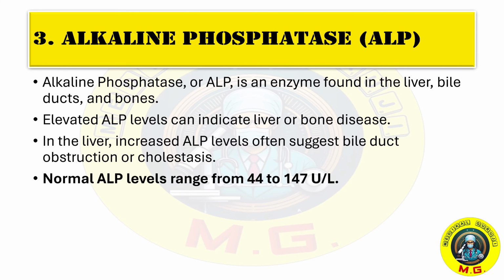The third one is alkaline phosphatase or ALP, an enzyme found in the liver, bile ducts, and bones. Elevated ALP levels can indicate liver or bone diseases. In the liver, increased ALP levels often suggest bile duct obstruction or cholestasis. Normal ALP level ranges from 44 to 147 units per liter.